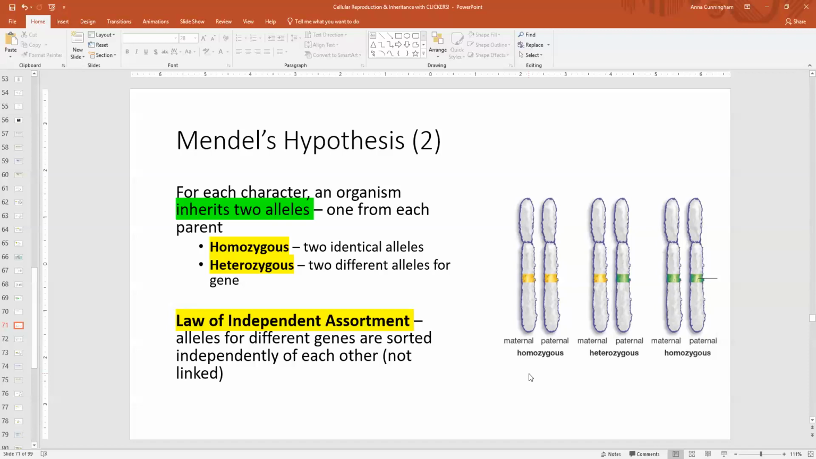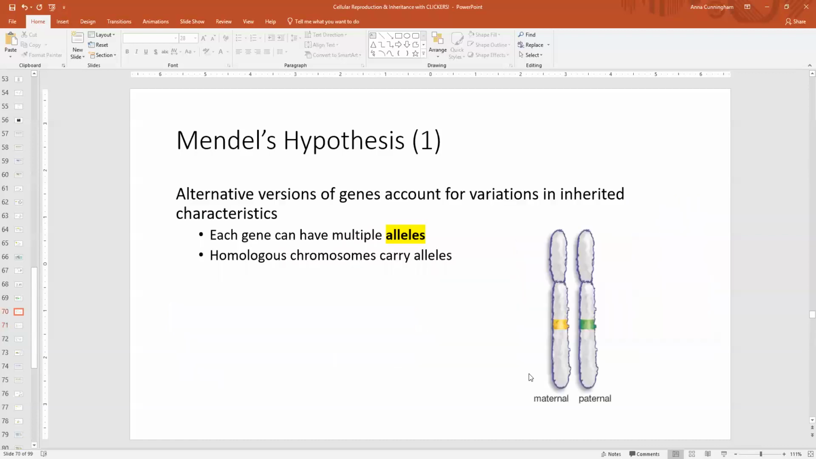Right, so it's just talking about the alleles present on both of those. So homozygous is always going to be the same version, same alleles on both chromosomes. Heterozygous is just saying that there are different versions on your two chromosomes. Perfect, good question. All right, so we understand Mendel's hypothesis.